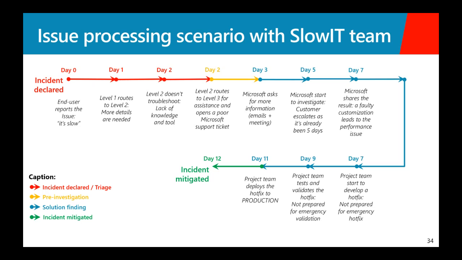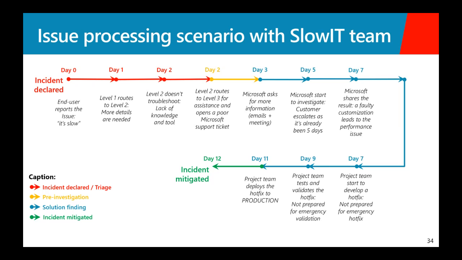And Microsoft starts the investigation, is missing critical information, and is asking for more details. The team doesn't know immediately how to provide that information. So the solution finding takes a lot of days, day 5, day 7. Then at day 7, Microsoft points to a faulty customization. It's the same example as in the fast IT, but here with a different and not an ideal approach. So at that moment, Microsoft reports this back to the project team.